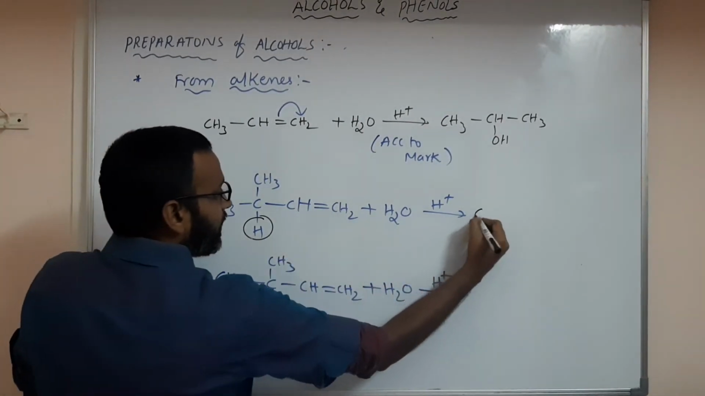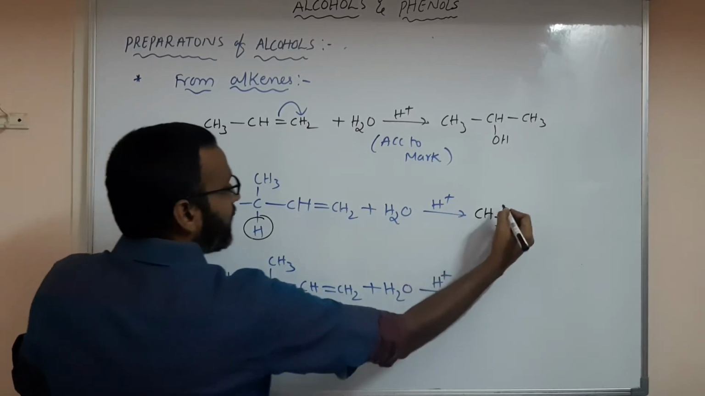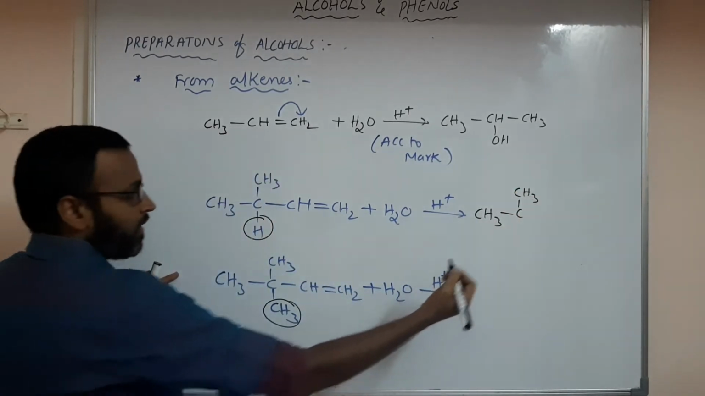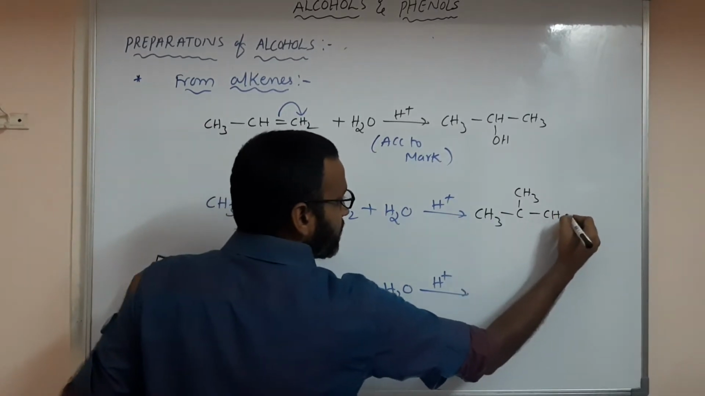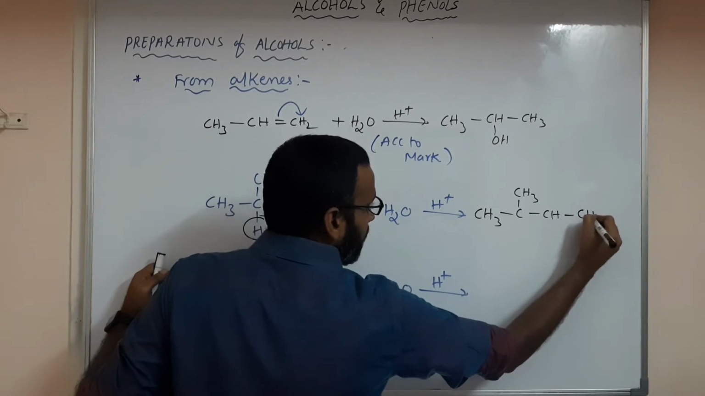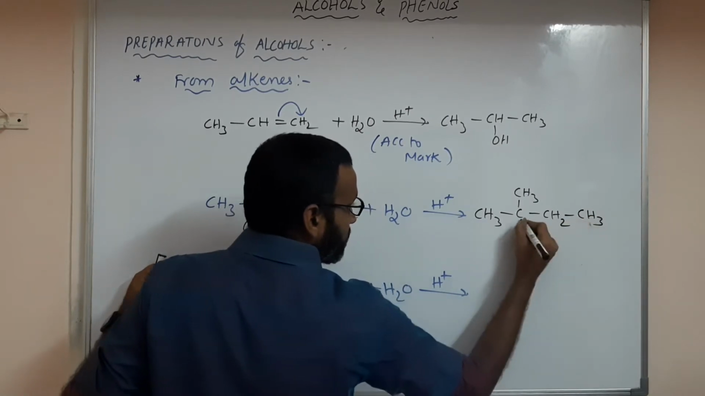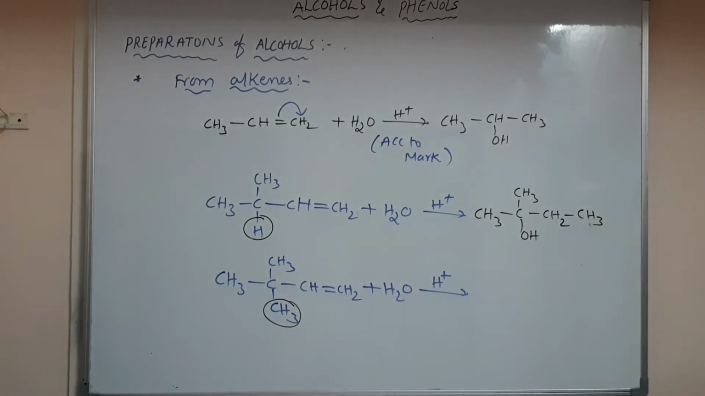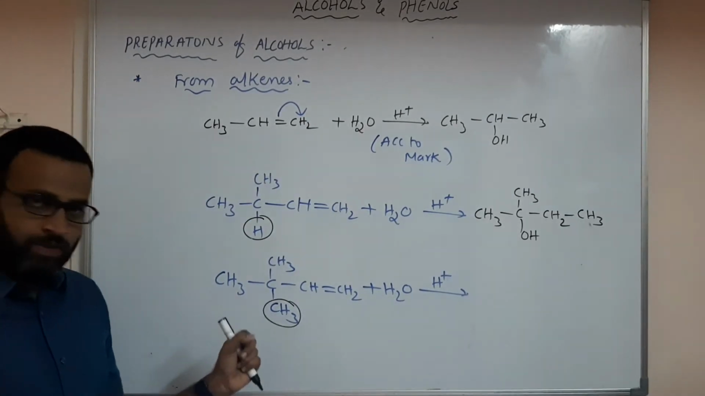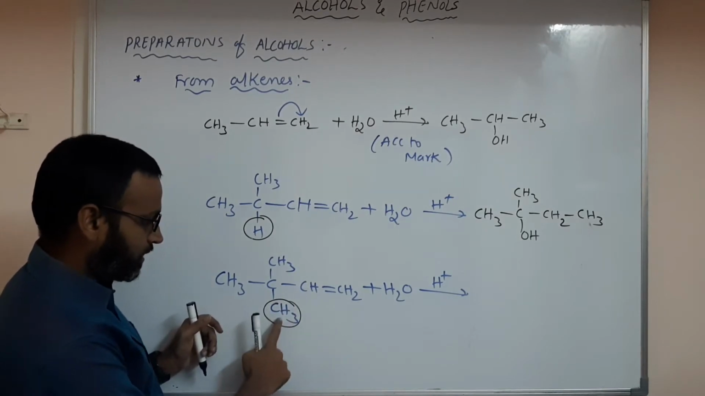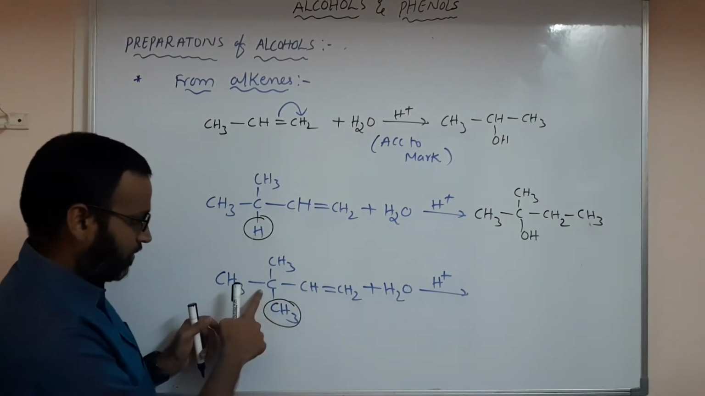Here I can write CH3 and C, and here you have CH3, correct? And here you have CH, no double bond. Now here you have a single bond and CH3, and here CH2, and here you have OH. Correct? Now you can observe what happened. This methyl will go there, and OH will come here.